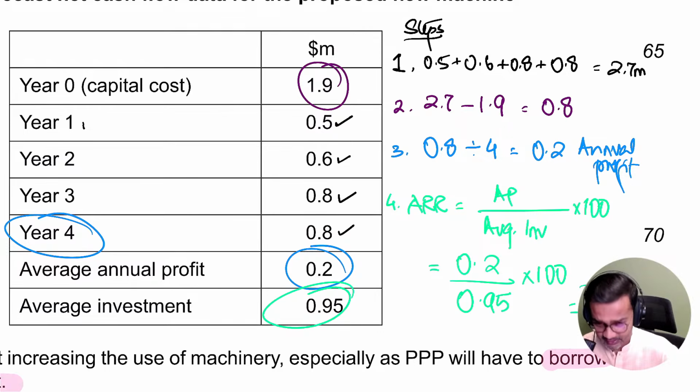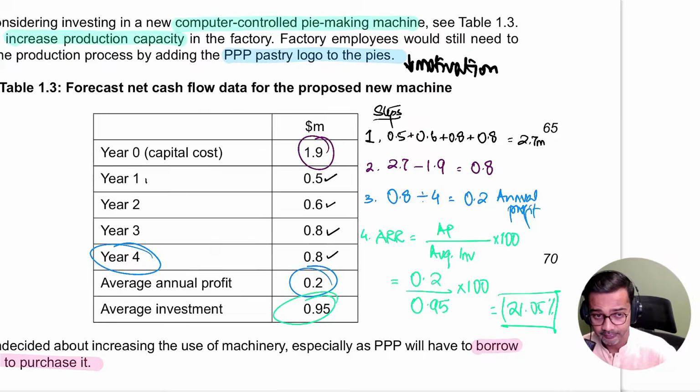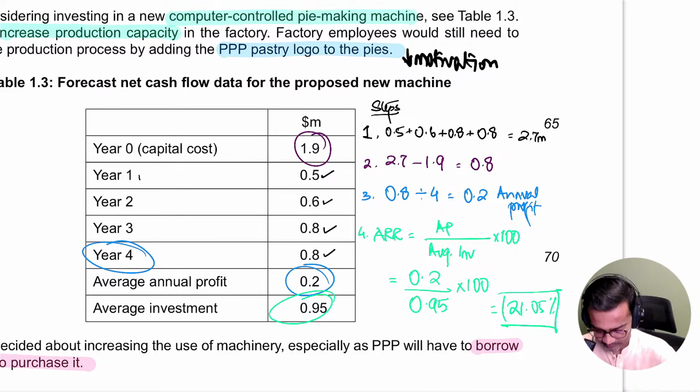Can you guys see that behind my face on the screen? Oh, hold on. There you go. So that's all you had to do, really. Pick these two numbers, average annual profit divided by average investment into 100. Just remember the denominator is average investment, not original investment. Okay, that's the new way to calculate ARR.